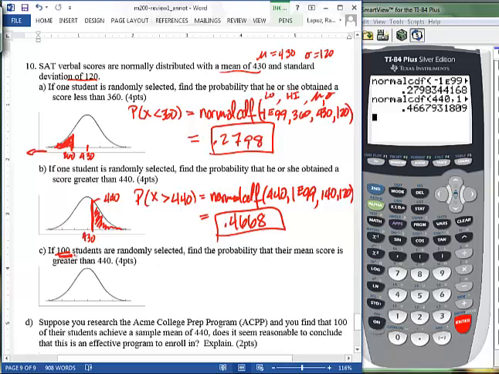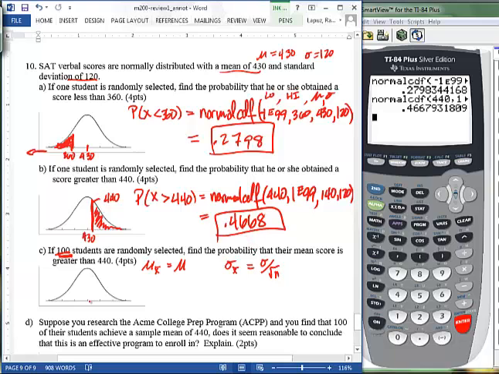If you have more than one person being selected, a group of people being randomly selected, then instead of just using the regular mu, we use mu sub x bar, which happens to be the same as mu. And instead of a sigma, we use sigma sub x bar, which is, now this is different. This is sigma divided by the square root of n. So this is the big change that you'll have in this problem.